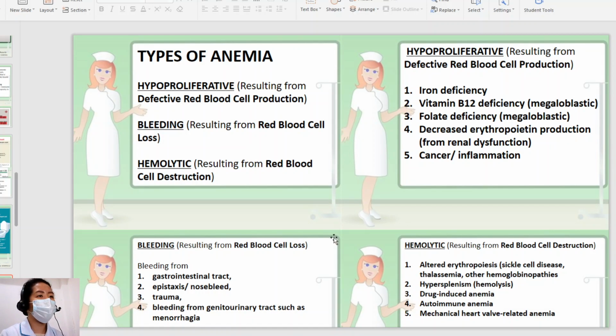Then types of anemia. So we do have three types of anemia. Hypoproliferative. This is resulting from defective red blood cell production. Then bleeding, resulting from red blood cell loss. And then hemolytic, resulting from red blood cell destruction.